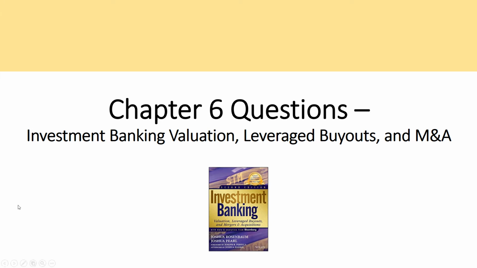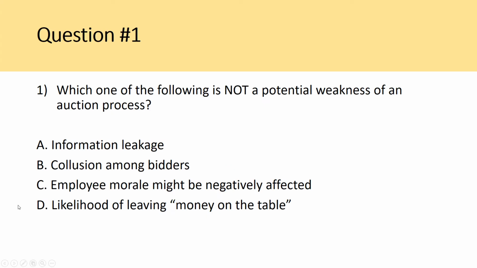So let's get started. Question 1: which one of the following is not a potential weakness of an auction process? A, information leakage. B, collusion among bidders. C, employee morale might be negatively affected. And D, the likelihood of leaving money on the table. So which of the following is not a potential weakness of an auction process?